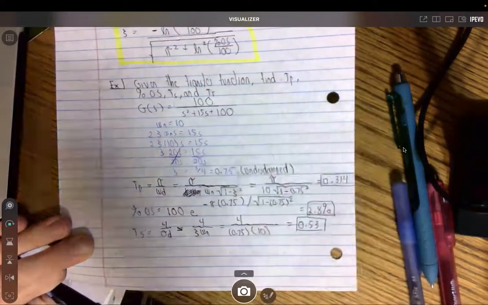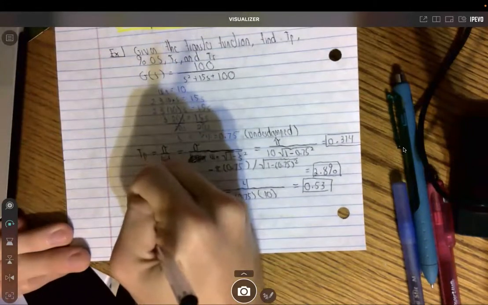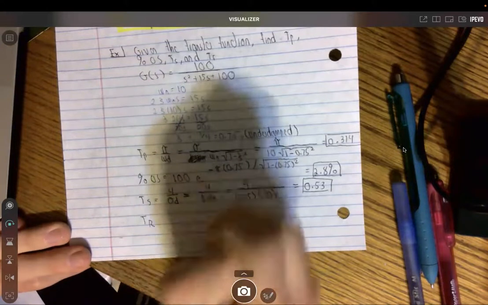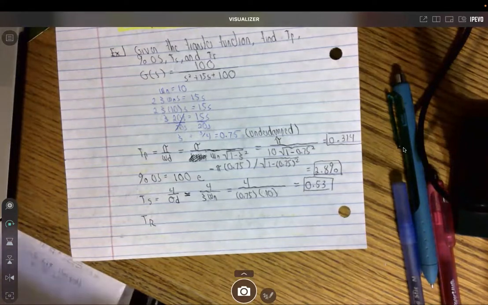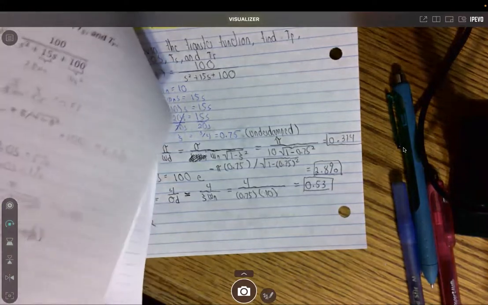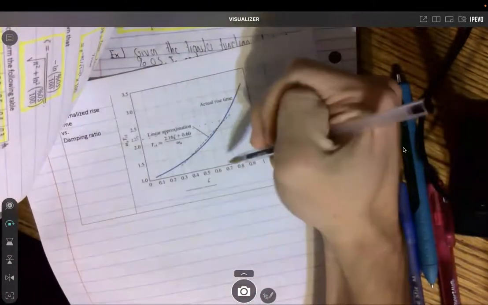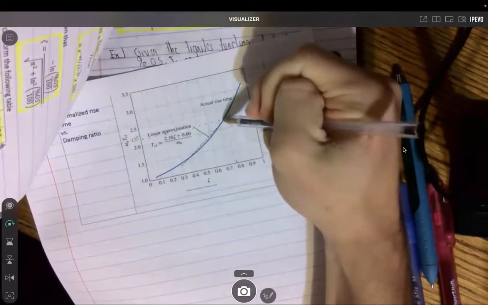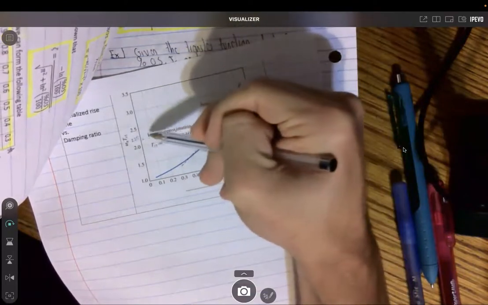Here's our percentage overshoot. We need to calculate our rise time. In order to calculate your rise time, we didn't have an equation for this one, but we had a graph for this one in order to determine the rise time. And so looking at our graph, remember, this one gives you the rise time in omega n. So around 0.75 here, our rise time is going to be approximately 2.25. That's what we're going to have here.